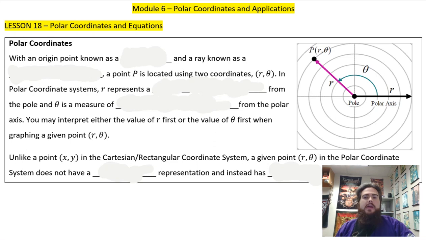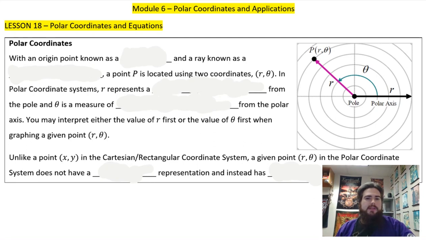This is going to be in contrast to the rectangular or the Cartesian coordinate system that uses values of x and y to demonstrate how far an object or individual is horizontally and vertically. Polar coordinates is going to work a little bit differently.